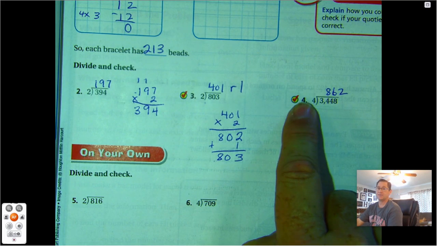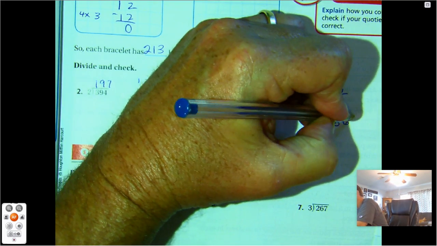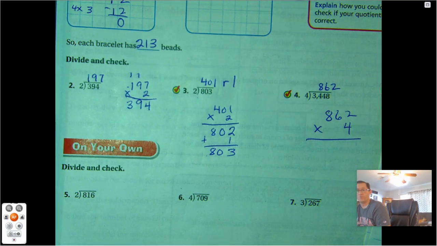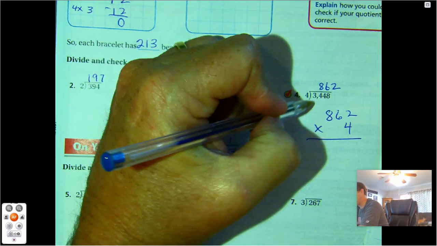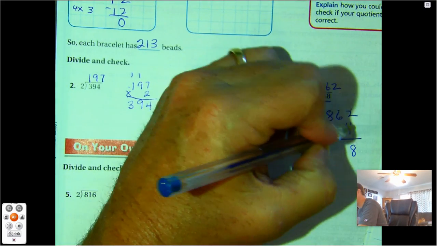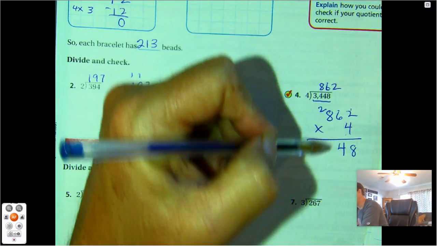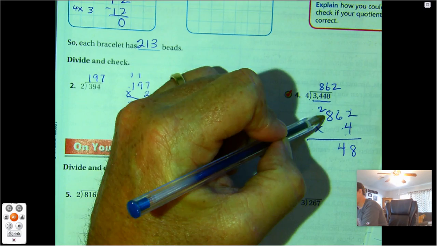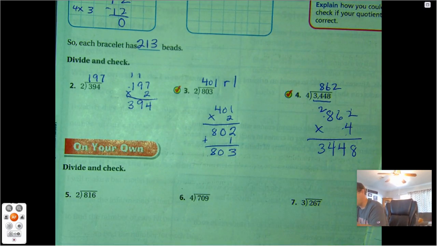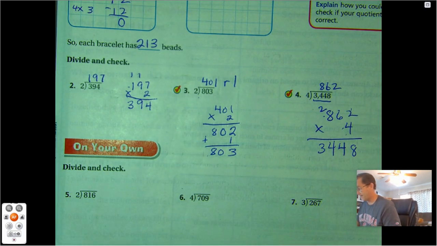So if I multiply my quotient, 862, by the divisor, 4, I should get the dividend of 3,448. 4 times 2 is 8. 6 times 4 is 24. We'll regroup that as 2 hundreds and 4 tens. 8 times 4 is 32, plus 2 more. 3,448. It checks. All right, number 5. 5 through 10. Divide and check.